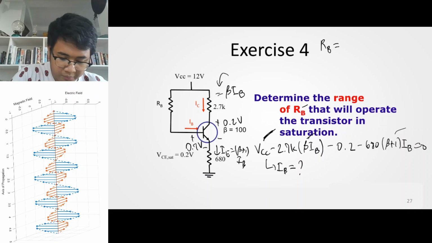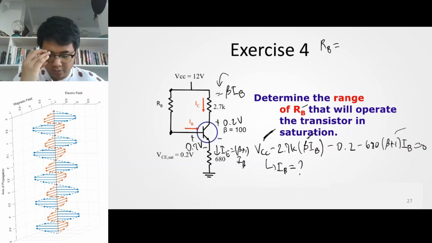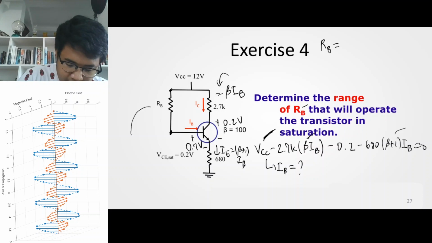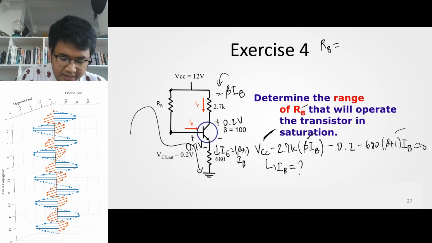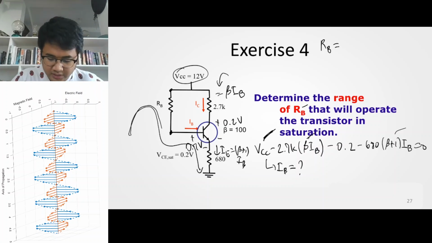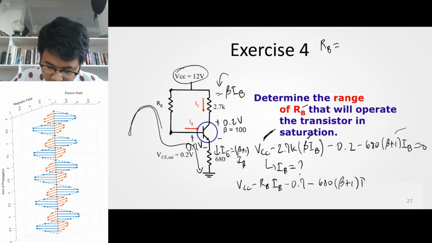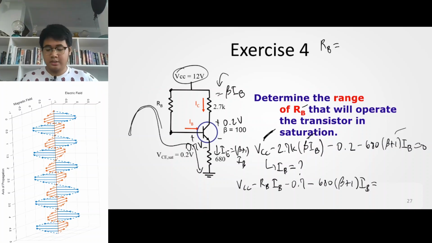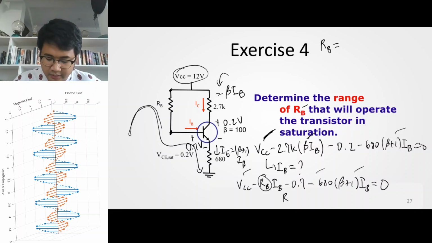RB, if you perform nodal analysis here, or if we don't want nodal analysis, we can perform KVL in this loop. The KVL in this loop, starting at VCC, is VCC minus RB IB, minus 0.7 minus 680 times beta plus 1 IB, that's equal to 0. Once you have solved for IB, you can solve for RB in this case. And the value of RB that you'll get here will be the maximum value of RB.